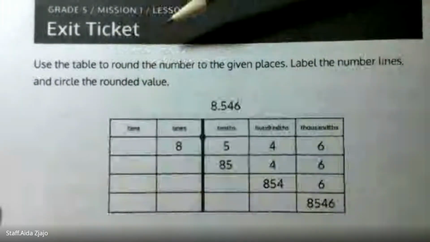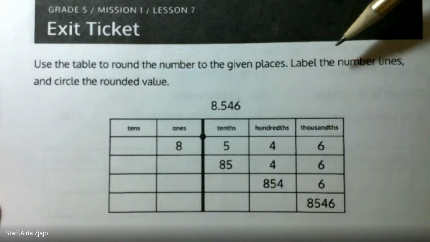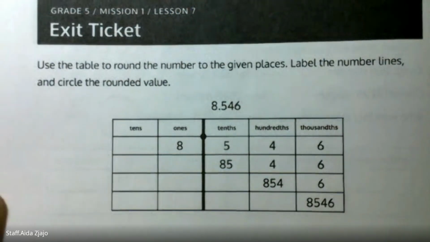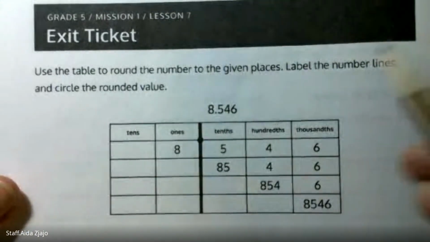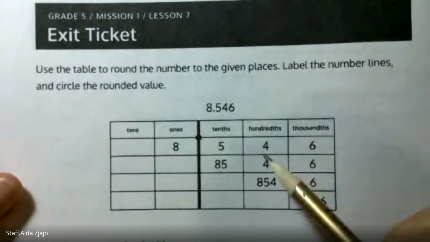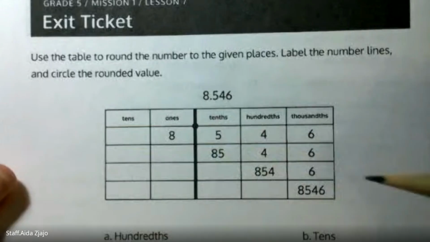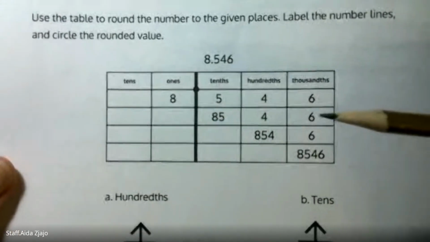Use the table to round the number to the given place. Label the number line and circle the rounding values. Mrs. Z never did use this table before, but now I was researching how to think about this.